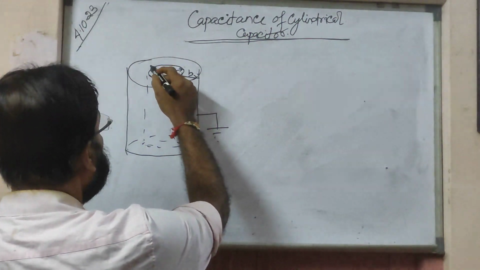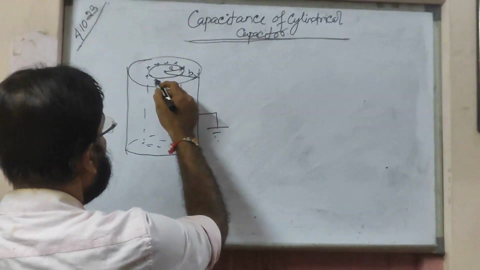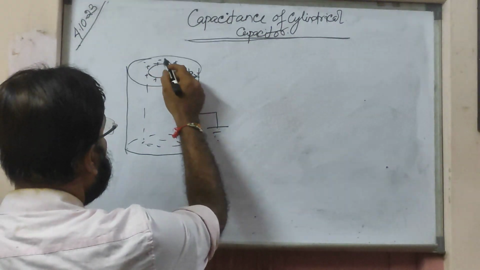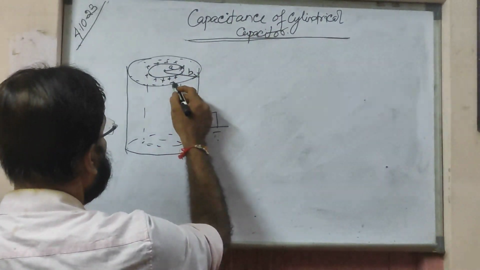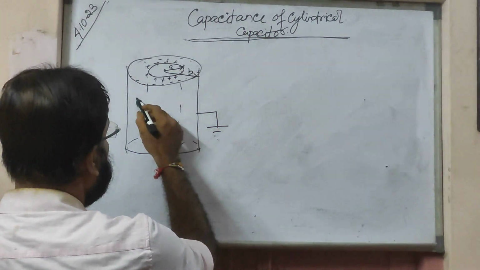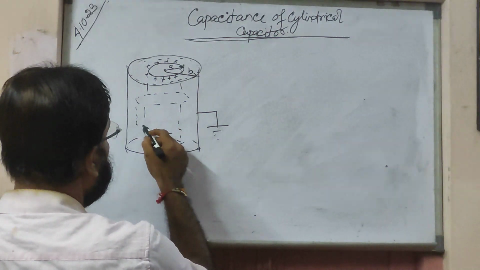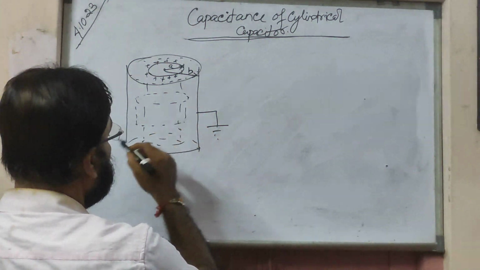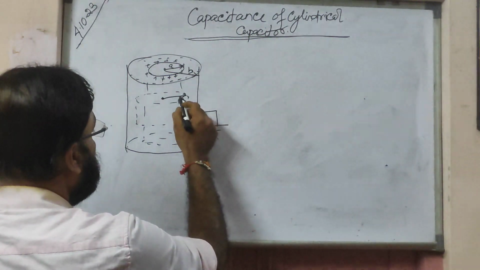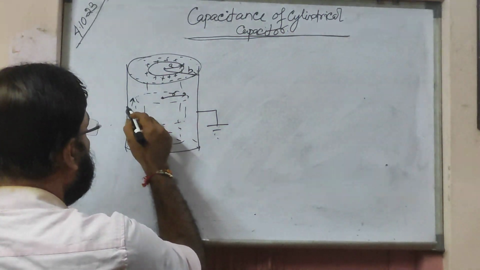Suppose the inner one is positively charged, then the outer one will be negatively charged. The outer one is grounded. Now, for determining the capacitance of a cylindrical capacitor, let us consider an imaginary cylinder of radius r and length, suppose, 1 meter.